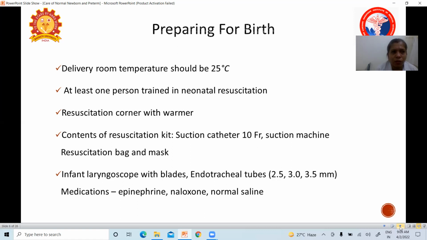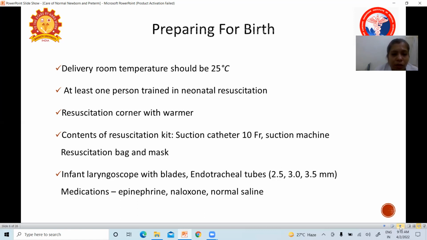Now we have to look for the area for resuscitation with a functional warmer. The warmer should be kept in manual mode with 100% heater output because we are expecting the baby is coming from the cold environment and we have to rapidly rewarm the baby.